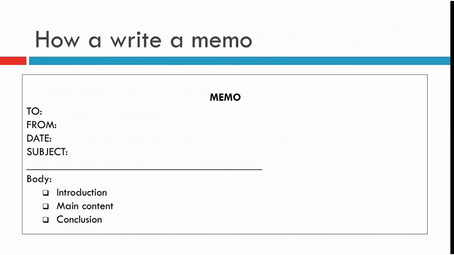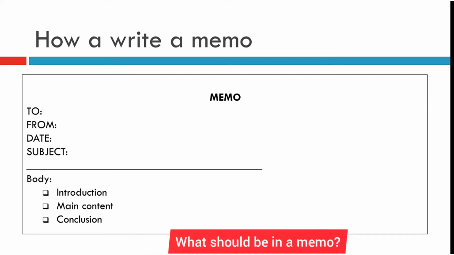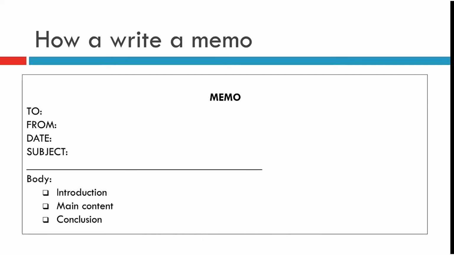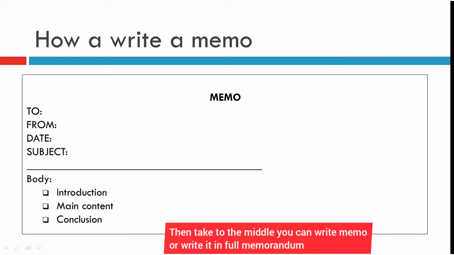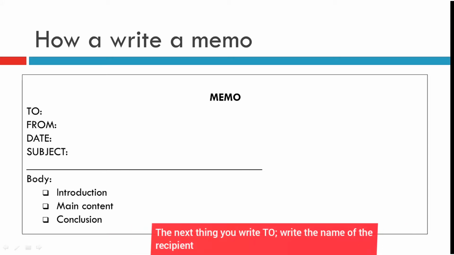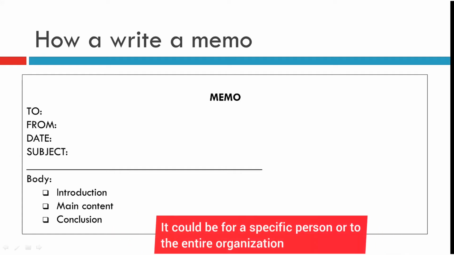So let's look at how to write a memo. What should be in a memo? Let's take a format. The first thing you do while writing a memo is that you write the word memo, then indent it to the middle. You can write memo or you write it in full, memorandum. Then the next thing you write is the name of the recipient. It could be for a specific person or to the entire organization.